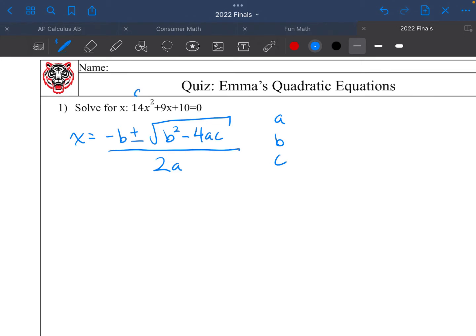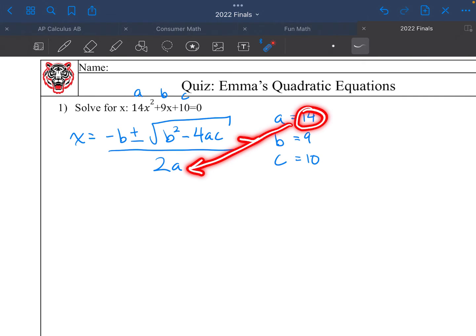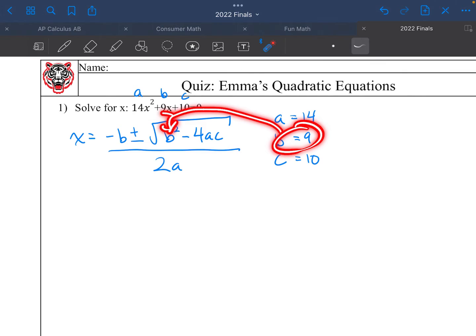So a is going to be the first term, b is going to be the next term, c is going to be the last term, which means a is 14, b is 9, c is 10. I'll rewrite those over here. A is 14, b is 9, c is 10. We're ready to go. So we're plugging in, right? So this a goes here and here. This b is going to go here, and c is only used once. C is only used right there. So plug it in.